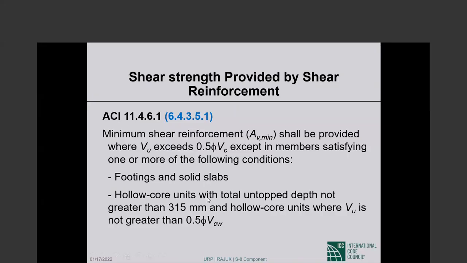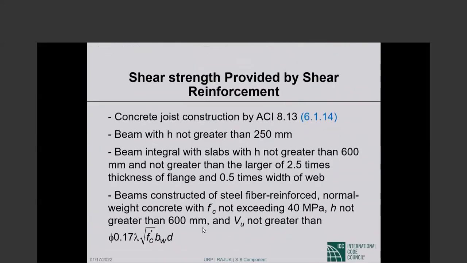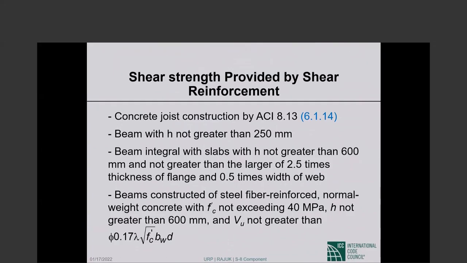Footings and solid slabs, hollow core units with total untopped depth not greater than 315 millimeters, and hollow core units with V sub u no greater than 0.5 phi V sub cw. Okay, that crept in. Anyway, this list, I don't have to dwell on every item. So concrete joist construction as defined in 318. No shear reinforcement at phi times V sub c by 2. Beam with total depth not greater than 250 millimeters. Beam integral with slabs with h not greater than 600, not greater than. Anyway, I'll let you read this list.